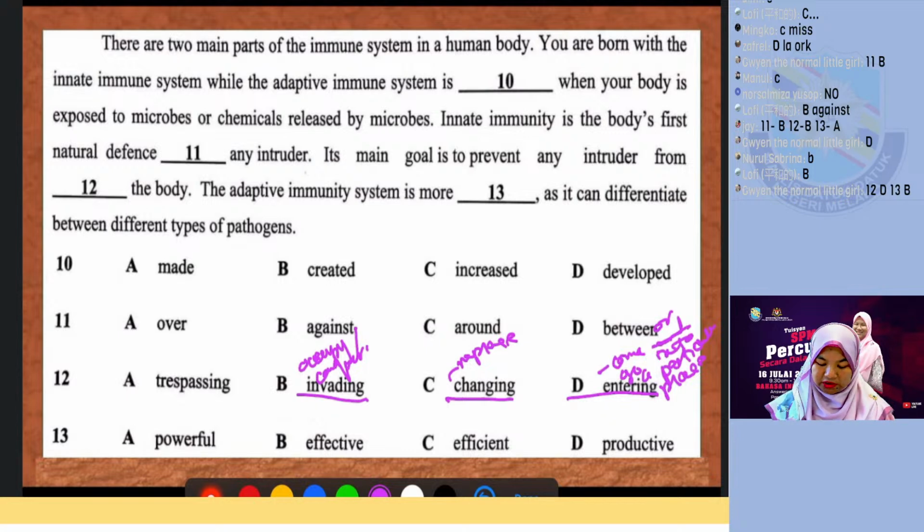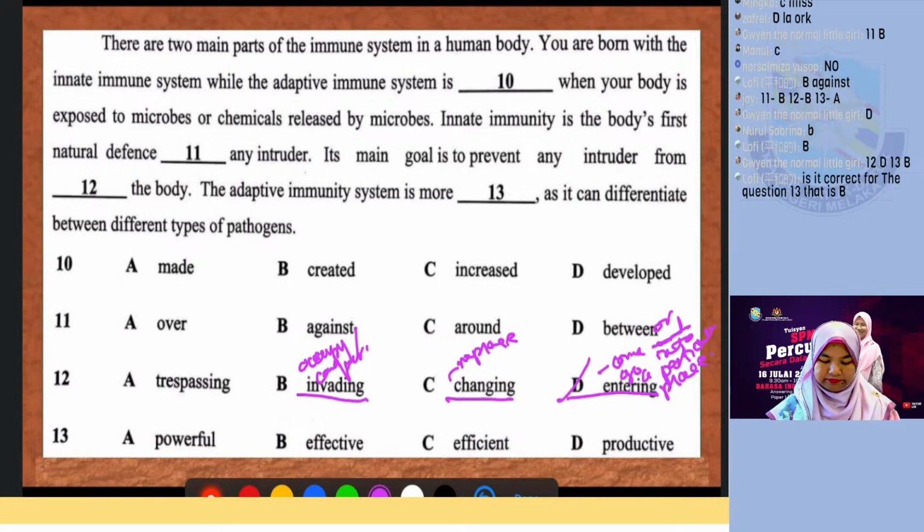Okay, good. So here, the differentiation between these four options is just a thin line. Usually trespassing and invading, we use it for area, the normal area, ataupun kawasan. We do not use trespassing for bacteria. So here the most appropriate one will be D, intruders from entering our body.